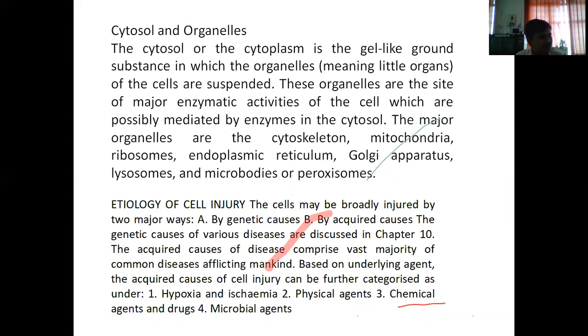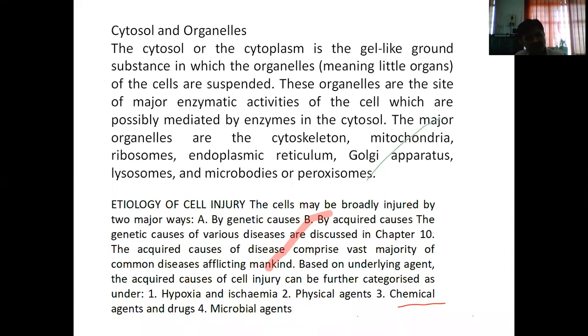Suppose our parents are suffering from rheumatoid arthritis, and one gene is defective in them which is responsible for it. If that defective gene comes into our body and we also suffer from rheumatoid arthritis, then it is called a disease of genetic origin, or a genetic cause of cell injury.